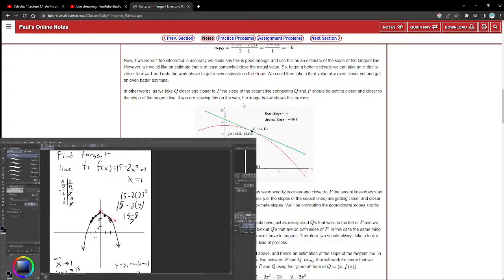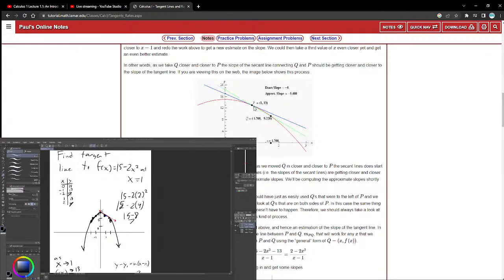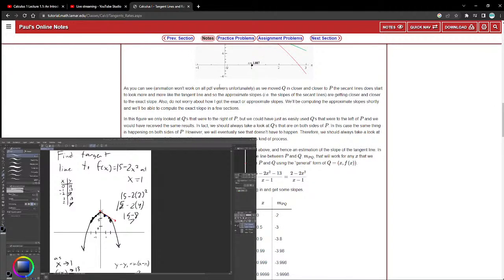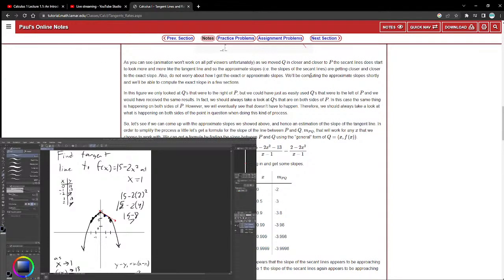In other words, if you take q closer to p, the secant line gets closer and closer. As we move q closer to p, the secant line starts to look more like the tangent. Don't worry about how I got the exact or approximate slopes. We'll be computing the approximate slopes shortly, and we'll be able to compute the exact slope in a few sections.